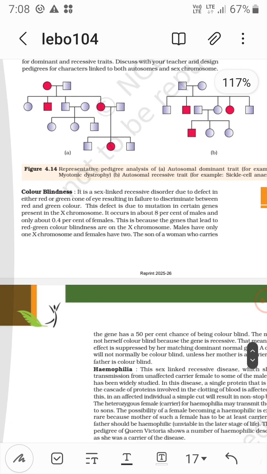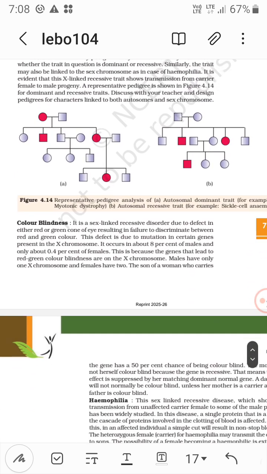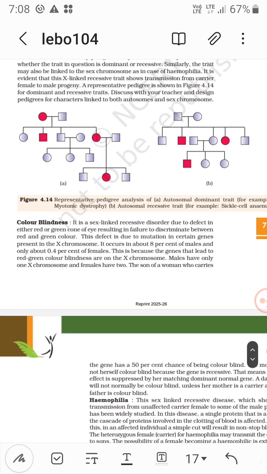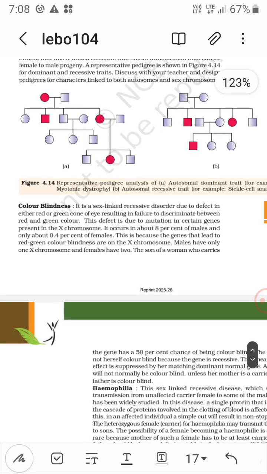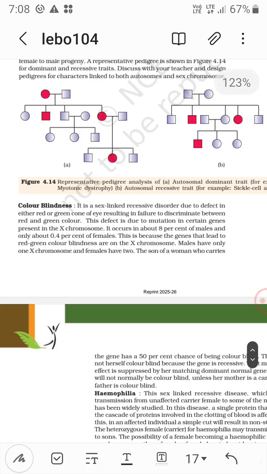Okay, and the color blindness. Color blindness is a sex-linked recessive disorder due to a defect in either the red or green cone of the eye, resulting in the failure to discriminate between red and green color. So it is hard to identify the red and green color. This is color blindness, a sex-linked recessive disorder.